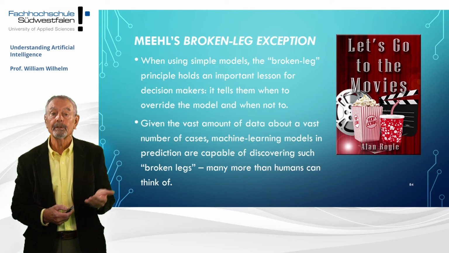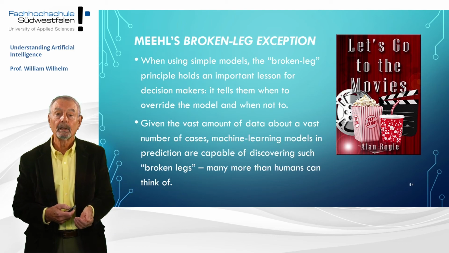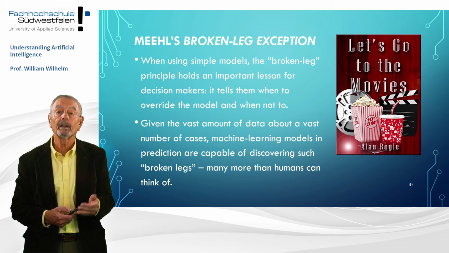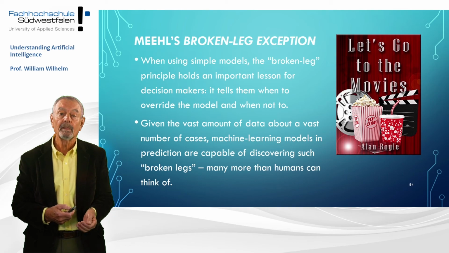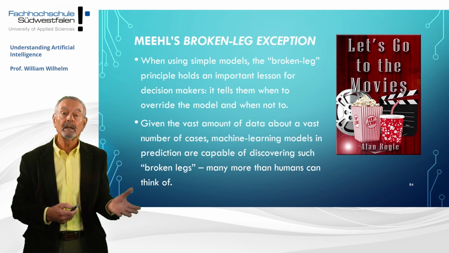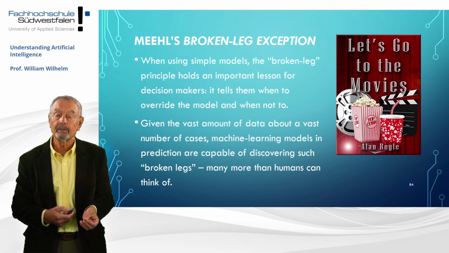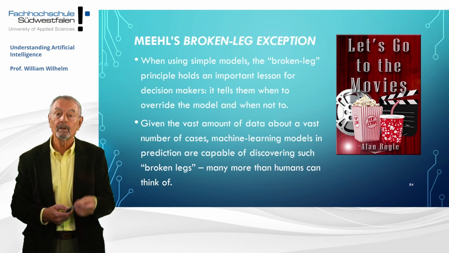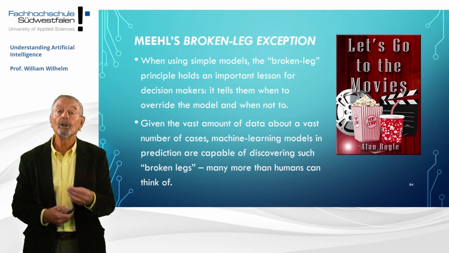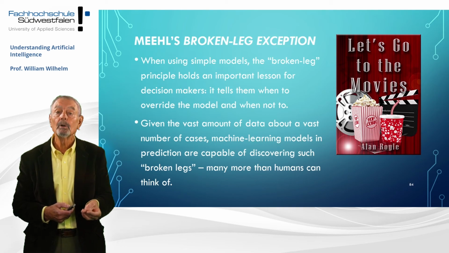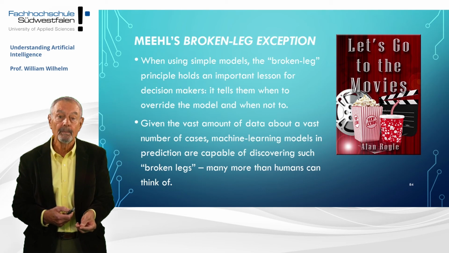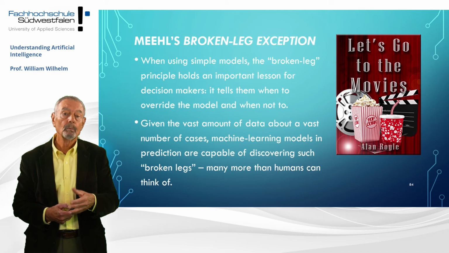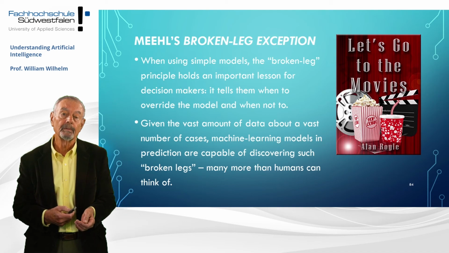One of the reasons for success of machine learning models in prediction tasks is that they are capable of discovering such broken legs, many more than humans can think of. Given the vast amount of data about a vast number of cases, a model tracking the behavior of moviegoers could actually learn, for example, that people who have visited a hospital on their regular movie day are unlikely to see a film that evening. Improving predictions of rare events in this way reduces the need for human supervision.